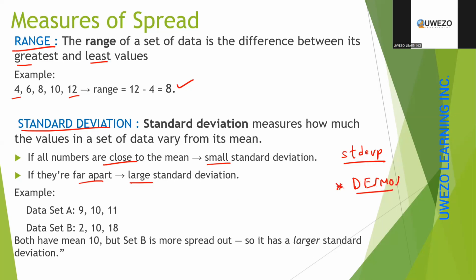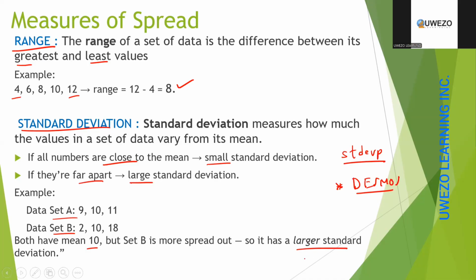So, for example, we have two data sets, 9, 10, 11 is set A, and 2, 10, 18 is set B. For both sets, the mean is 10, but if you look at set B, it is more spread out. 2 and 18 are far apart from 10 compared to 9 and 11. So set B has a larger standard deviation.